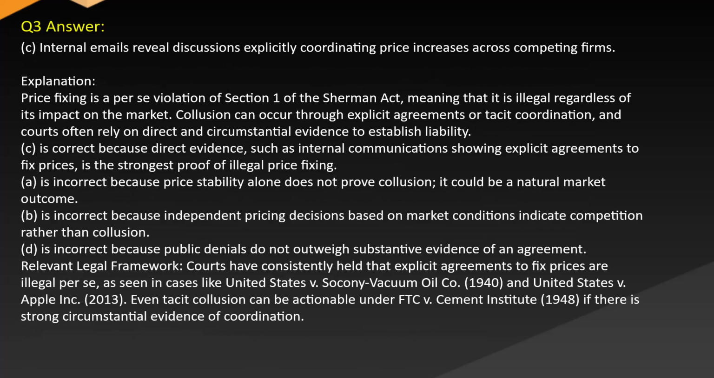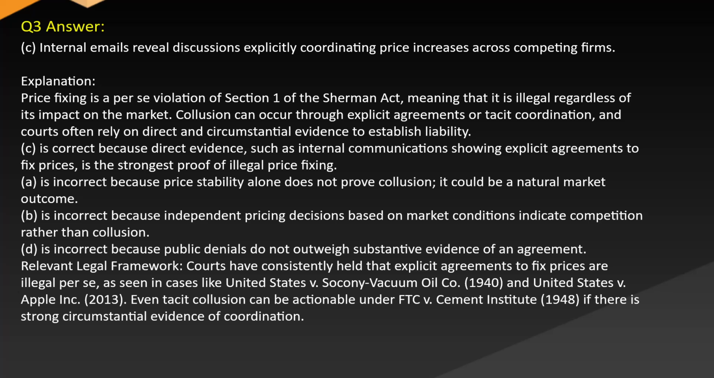Answer: C. Internal emails reveal discussions explicitly coordinating price increases across competing firms. Explanation: price fixing is a per se violation of Section 1 of the Sherman Act, meaning that it is illegal regardless of its impact on the market. Collusion can occur through explicit agreements or tacit coordination, and courts often rely on direct and circumstantial evidence to establish liability. C is correct because direct evidence, such as internal communications showing explicit agreements to fix prices, is the strongest proof of illegal price fixing.